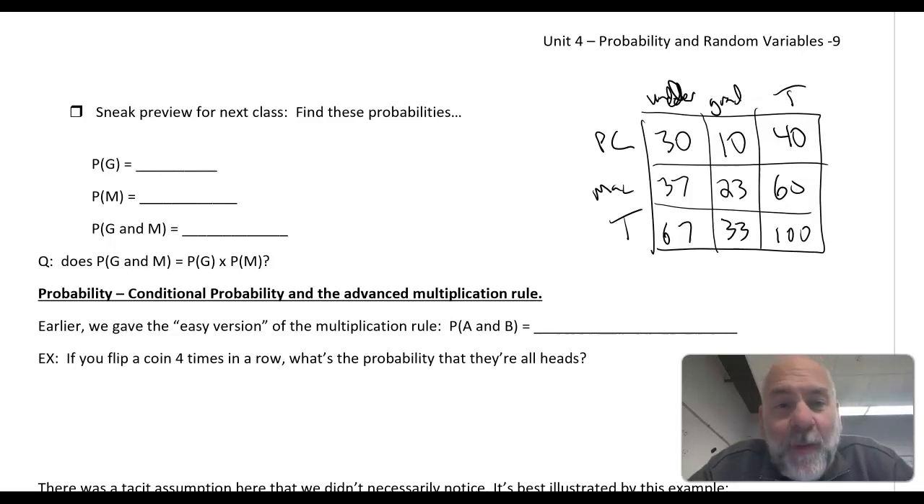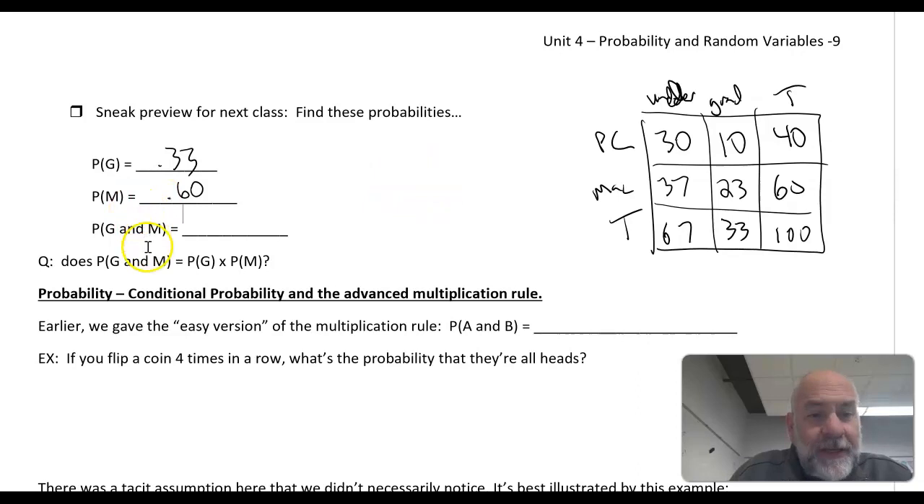Okay, follow-up video on the basics of the advanced multiplying rule, because there's an advanced multiplying rule also. So this is kind of sneak previewing. It says find these probabilities. What's the probability of graduate student? Graduate student is 33%, so the probability of graduate is 33%. Notice I write it as a decimal because I'll multiply them in a second. I want the decimal there. The probability of being a Mac user is 60%.